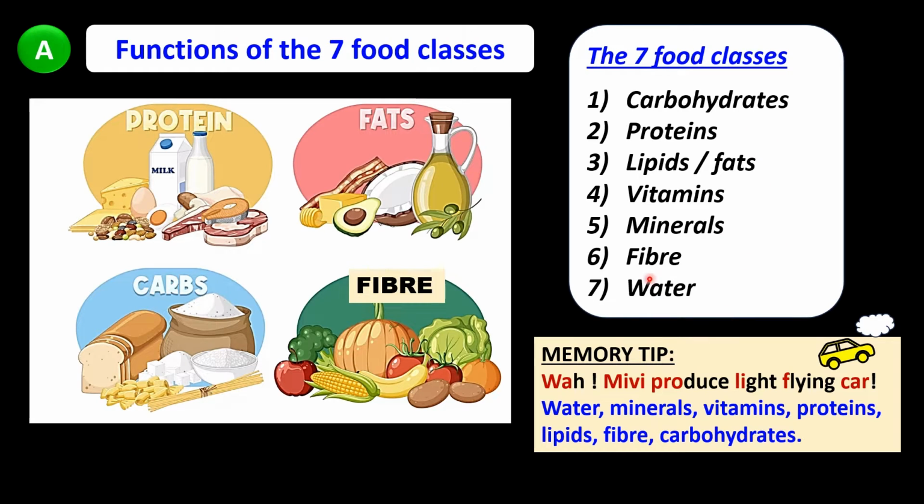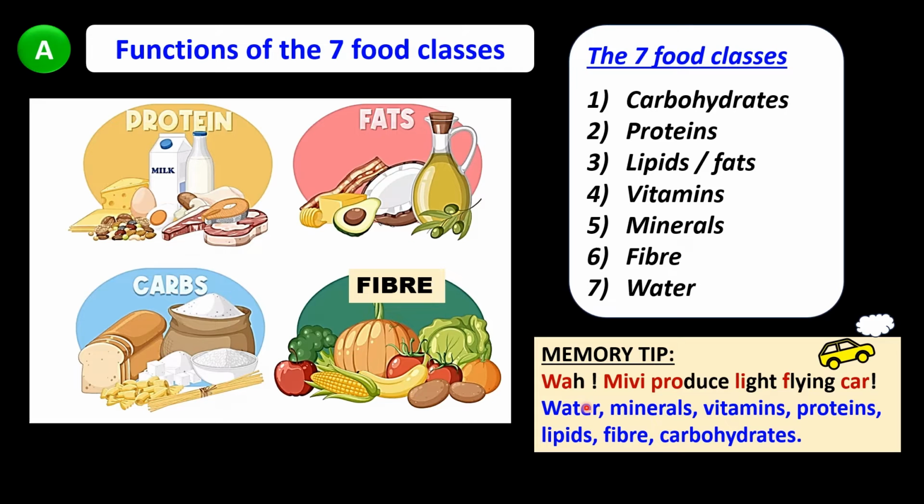Now, the memory tip to remember these 7 food classes, which you will need when you explain your answers on nutrition in the essay, is this. You will need to know these 7 classes of food and then comment on each type. Our memory tip for the 7 classes of food is: wow, may we produce light flying car. Flying cars are a possibility in the future where the car can really fly in the air, right? And maybe there's a company that can produce the light flying car; it must be light because the car is flying in the air.